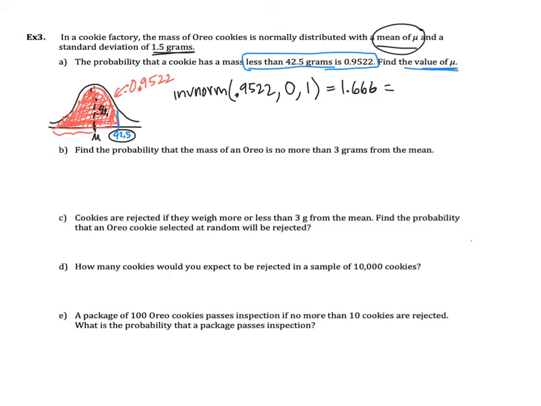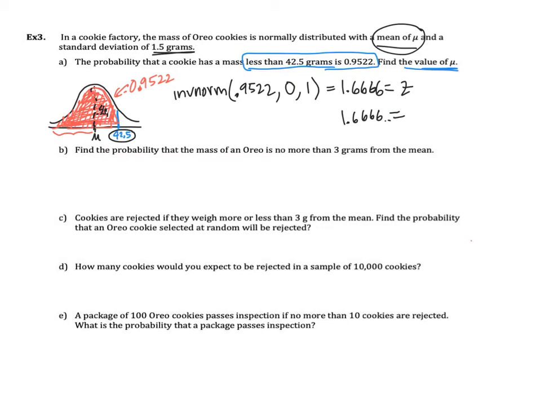In other words, we just calculated our z-score. So this means that 42.5 is 1.6666, etc. standard deviations away from the average. Now I can use my z-score of 1.6666 to calculate the average.